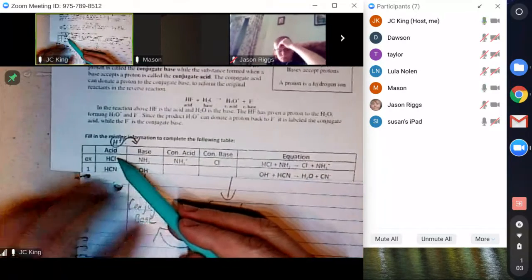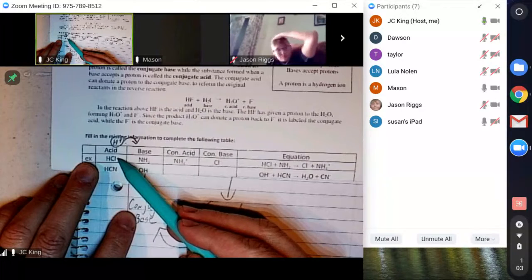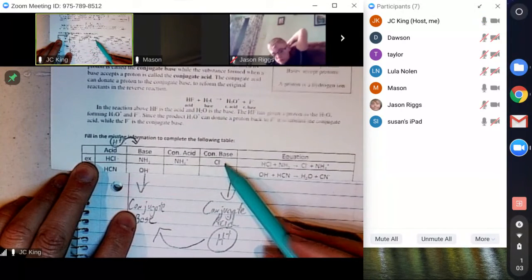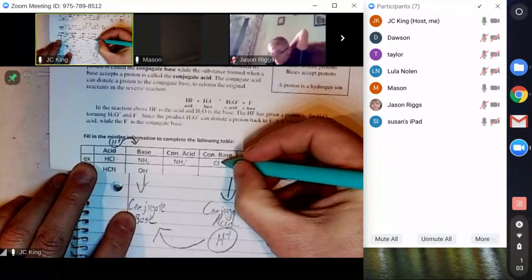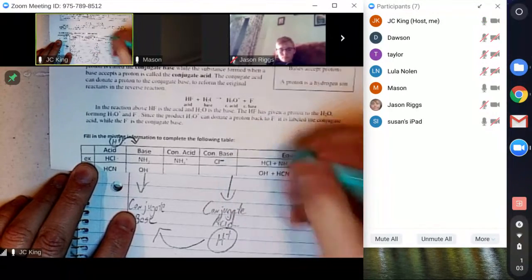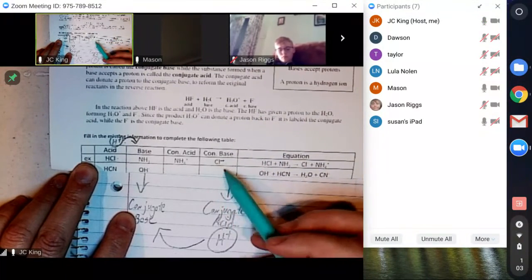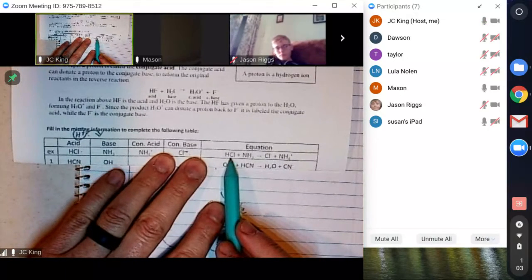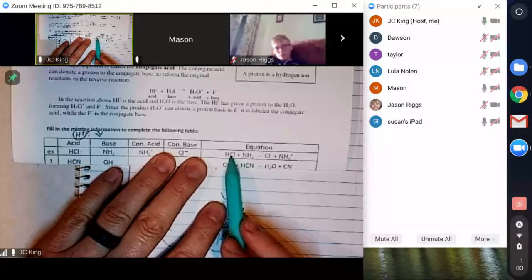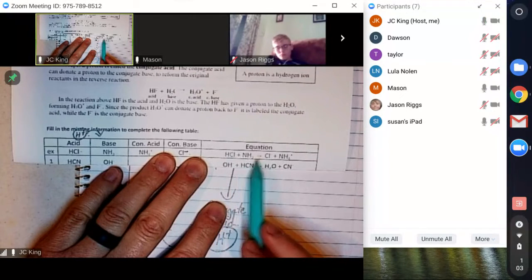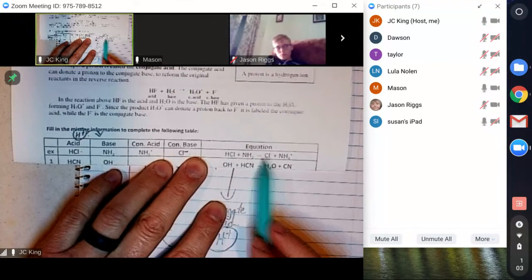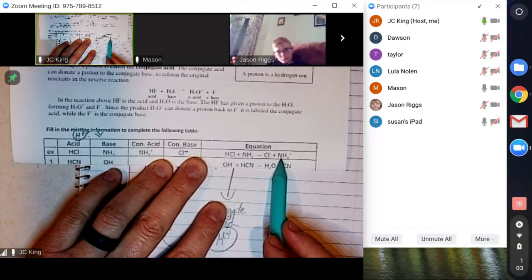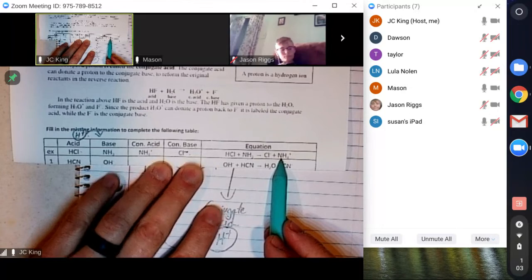What was the acid, HCl, is now just chlorine, and it's got a negative charge. I'm not sure how well that little negative copied over there. And then here's our equation. And it's going to kind of follow this format. Your acid plus your base is going to yield your conjugate base plus your conjugate acid. Okay.